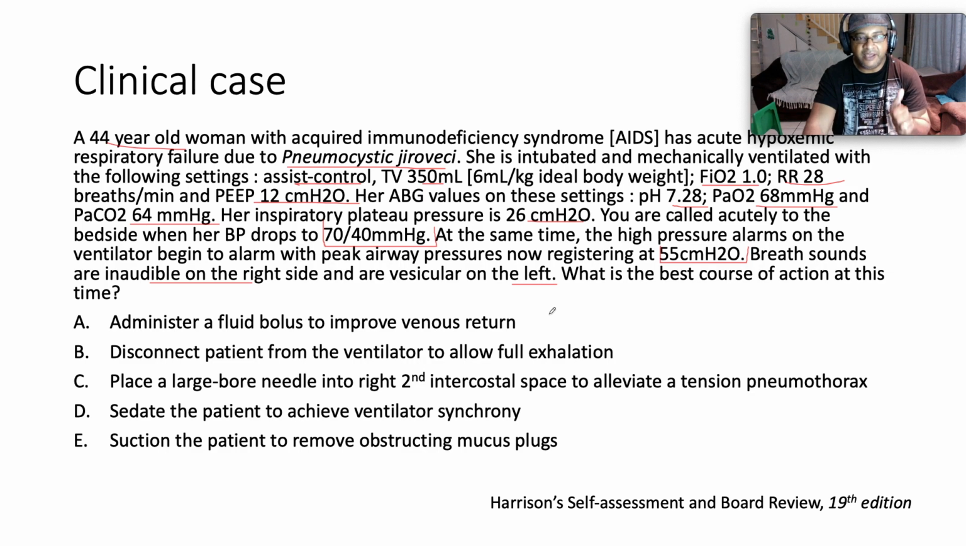Is it A, administer a fluid bolus to improve the venous return? Is it B, disconnect the patient from the ventilator to allow full exhalation? Is it C, place a large bore needle into the right second intercostal space to alleviate a tension pneumothorax? Is it D, sedate the patient to achieve ventilator synchrony? Or E, suction that patient to remove obstructive mucus plugs?